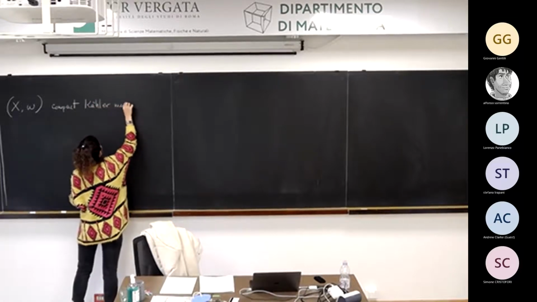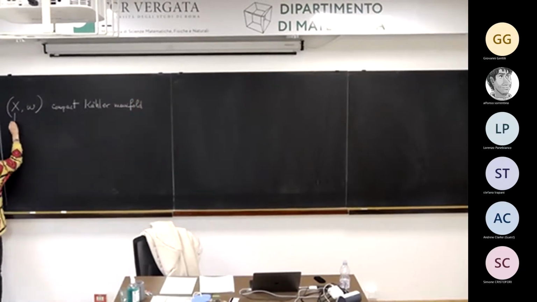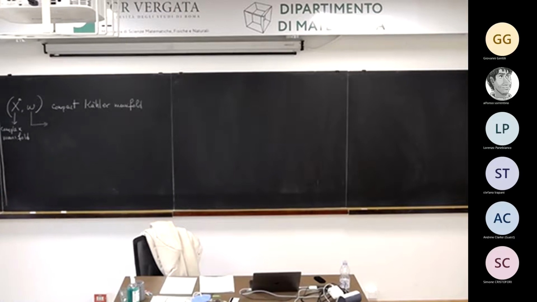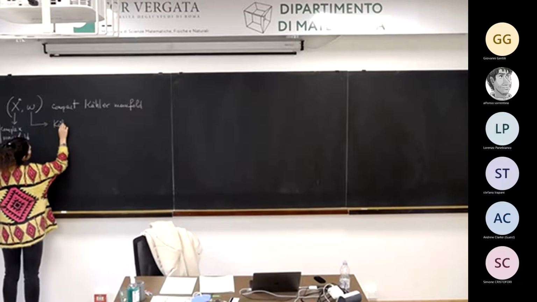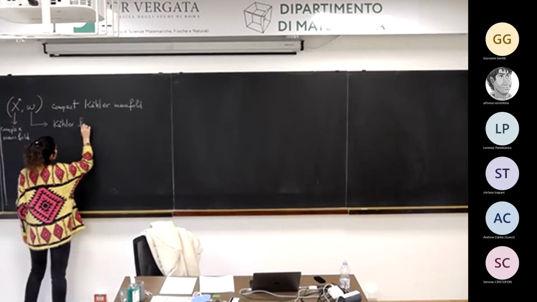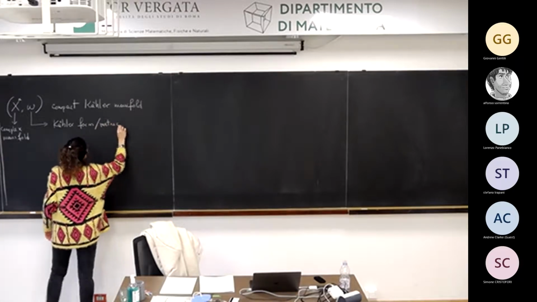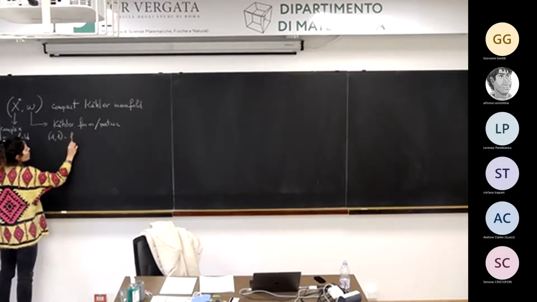That is the data of a couple (X, ω). So X is a complex manifold of complex dimension n, and ω is an extra structure endowed on the manifold that is called the Kähler form or Kähler metric. It just depends if you are in France, in Italy, or in the US. The Kähler form, and what is this guy? So this guy is a (1,1) form with a lot of properties.